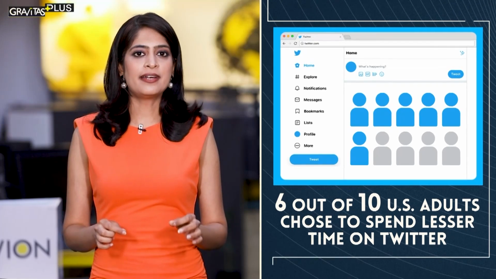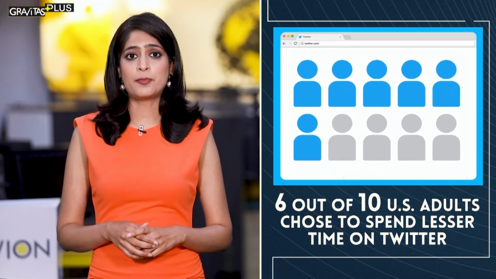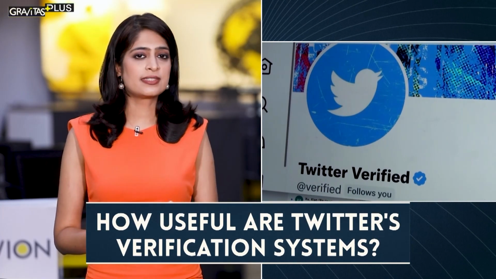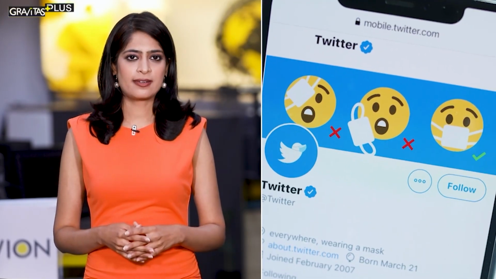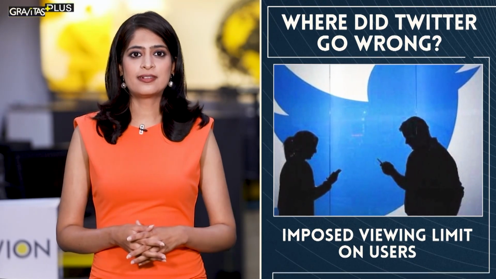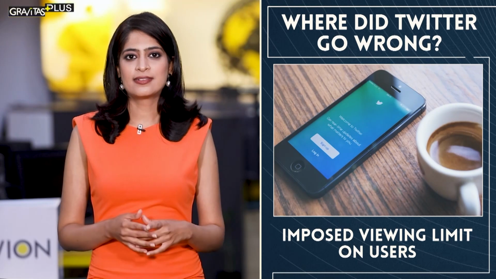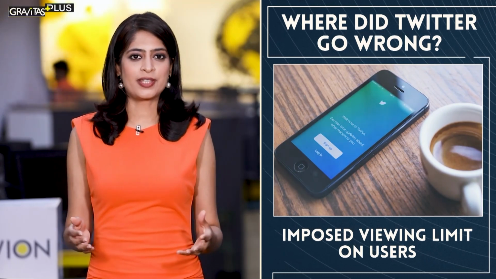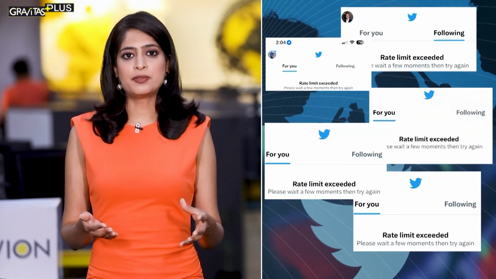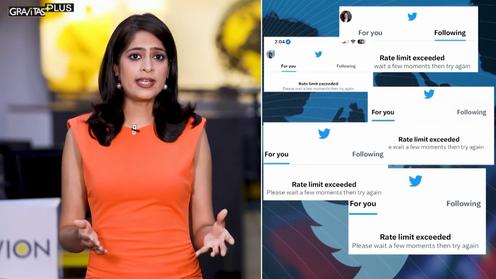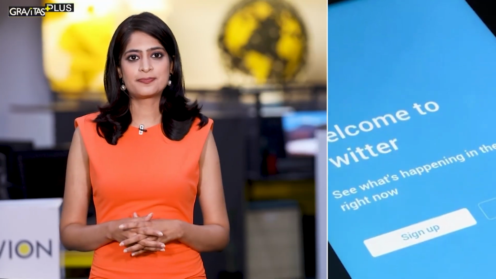6 out of every 10 US adults chose to spend less time on Twitter. Its verification systems are next to meaningless. And to top it off, Musk imposed a limit on the number of posts users could view in a day. He was aiming to address concerns over data scraping. But guess what? Users could not care less. They were annoyed by the error message that they had exceeded their rate limit, and these notifications suggested that users had violated Twitter's rules by downloading and viewing too many tweets.